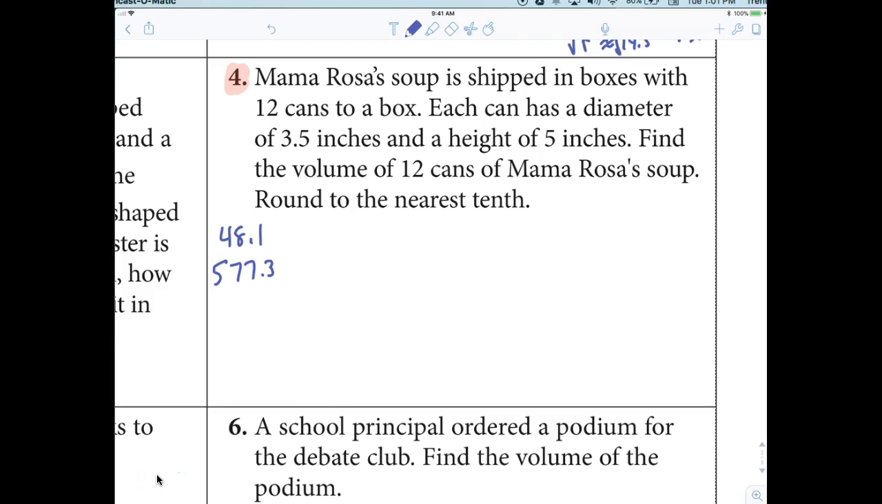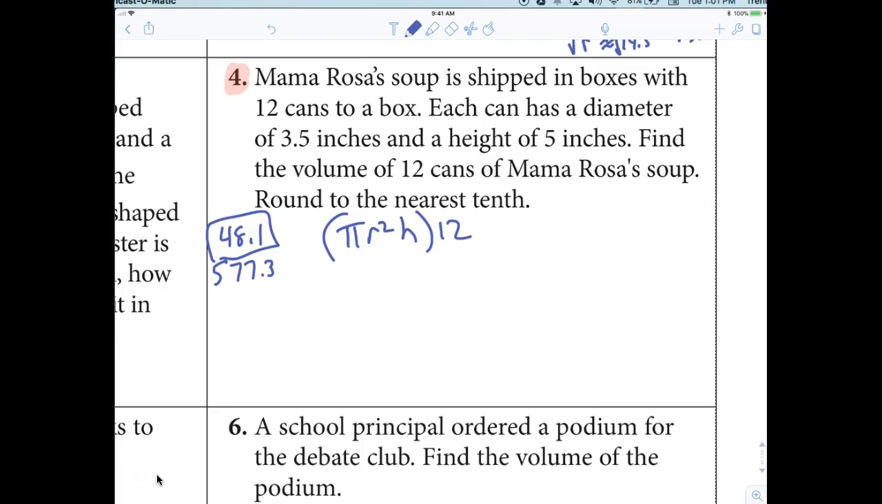It says, the soup is shipped in boxes with 12 cans to a box. Each can has a diameter of 3.5 and a height of 5. Oh, that's not hard. Right, so all we're doing is pi r squared times h, and then how many cans are there? 12. So you multiply that by 12. Come on, that wasn't that hard. Which gives you 5. All right, so 48.1 was if you only did what? 1 can, right? And then you just multiply it by 12.